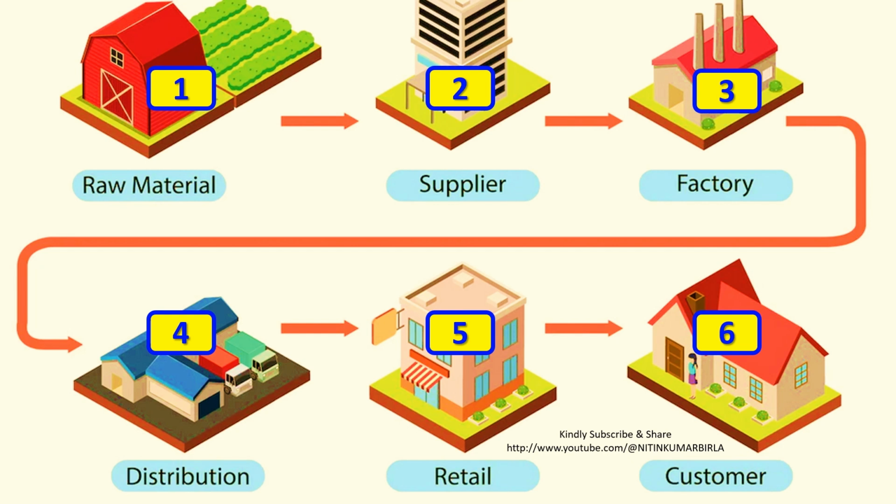Everybody is a customer to each other. Okay, supplier is a customer to raw material. Factory is a customer to supplier. Okay, distribution channels are the customer to the factory. Retailers are customer to distribution, and the final customer, which is we, are customer to the retail marketing. So everybody has a buyer-seller relationship. Okay, so that is very clear.